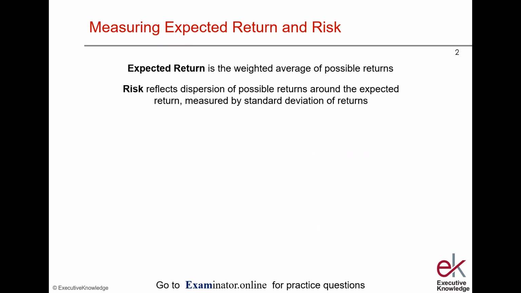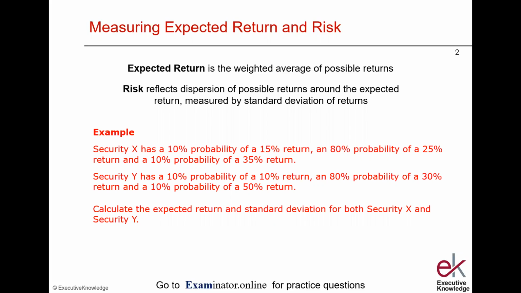What is risk? Risk reflects dispersion of possible returns around the expected return, and it's measured by standard deviation of returns. The higher the standard deviation, the wider the dispersion. The lower the standard deviation, the narrower the dispersion. Standard deviation is calculated by taking the square root of the variance. Let's look at an example and then perform the calculations.